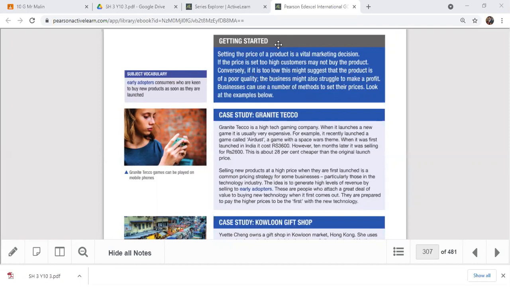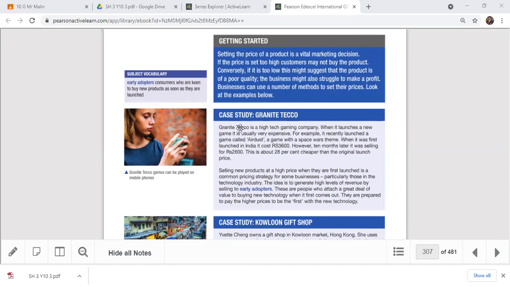this kind of explanation you can write in 9 markers and 12 markers when the pricing decisions come. As an evaluation point, you can say when the price is too high, customers may not like to buy the product. But of course, they have general knowledge. And also when the price is too low, then the other thing happens: the demand will go up, but sometimes the customer thinks the product is poor quality. So the business might also struggle to make a profit, and businesses can use a number of methods to set their prices. So look at the examples below.